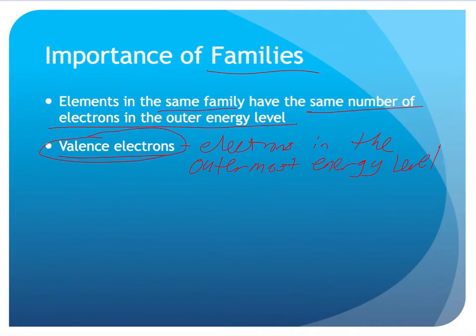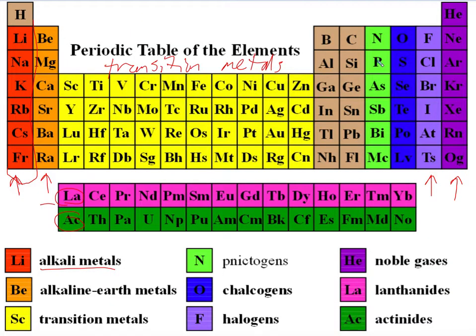And so, for example, column 1, family 1, your alkali metals have 1 valence electron. Family 2 has 2 valence electrons. We're going to skip these guys. These are a pain in the butt. They all have 2, but that's beside the point. Column 13 has 3, 14 has 4, 15 has 5, 16 has 6, 17 has 7, and your noble gases have 8, except for helium. Helium's only got 2. But this is why we call them families. They all have the same number of valence electrons.